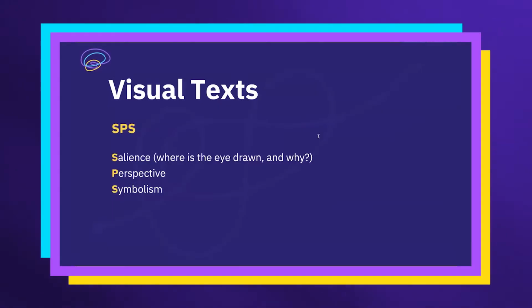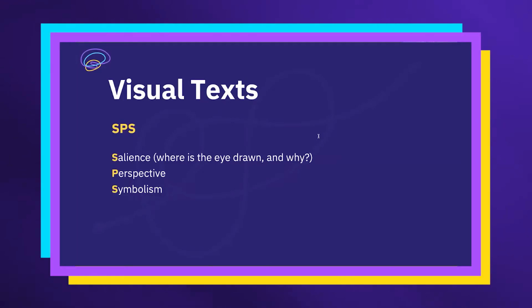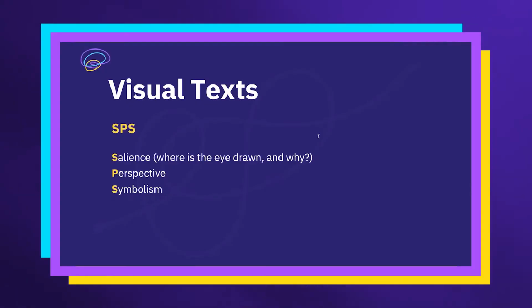Visual text, SPS is a good one. So always look, when you see an image, for the salient feature. What is salient? What is the thing that your eyes are immediately drawn to? That's a great technique if you guys get an image. First of all, try and say, what's the salient feature? You can also think about what perspective we as the viewer are entering the image or the shot. So you can say how the viewer is positioned in the image. And then you have symbolism, right? Are there any symbols in there? And what are they symbolic for? I think just salience and symbolism is usually enough to do a visual text response.